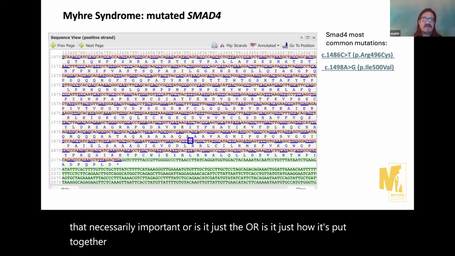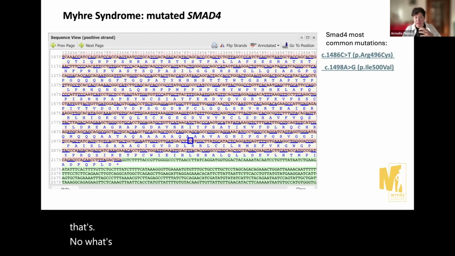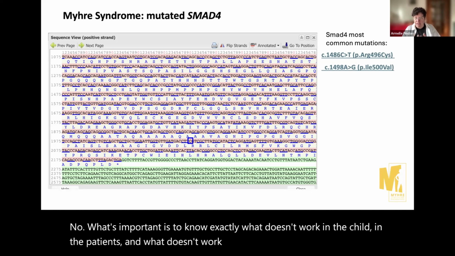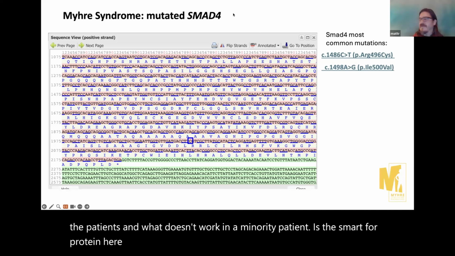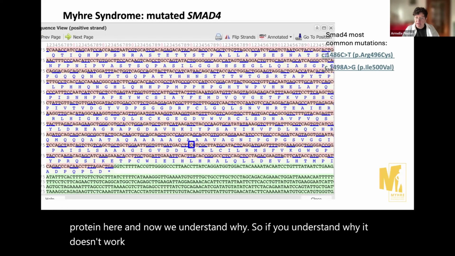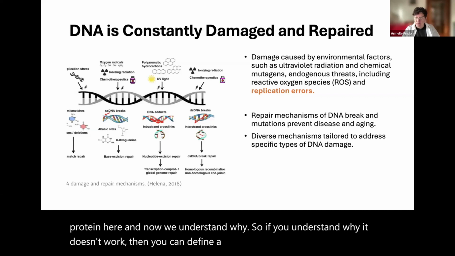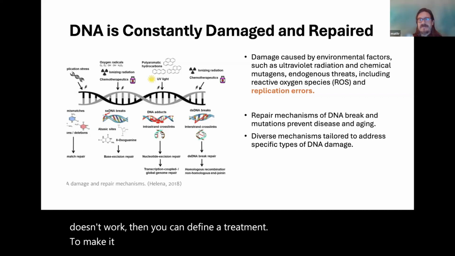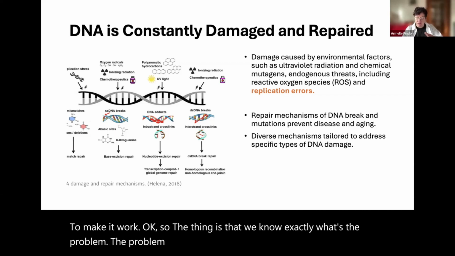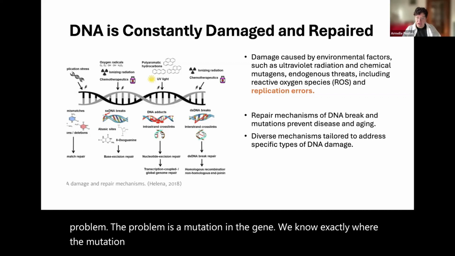No, what's important is to know exactly what doesn't work in the person, in the child, in the patient, and what doesn't work in a Myhre patient is the SMAD4 protein. But now we understand why. So if you understand why it doesn't work, then you can define a treatment to make it work. So we know exactly what the problem is. The problem is a mutation in the gene. We know exactly where the mutation is in the gene.